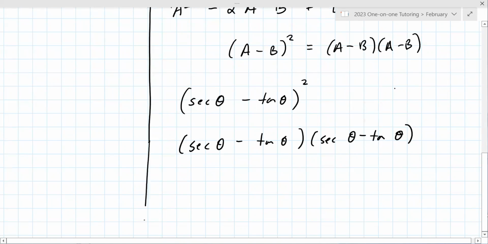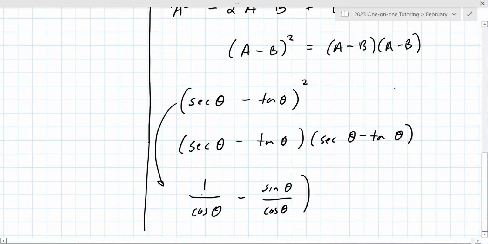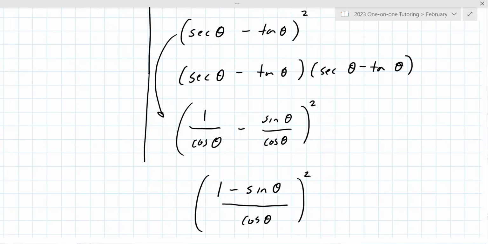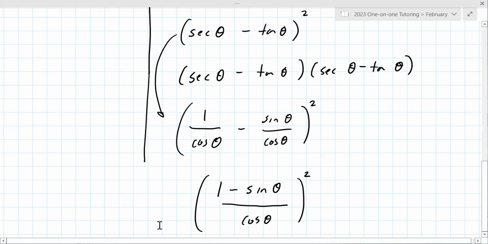Let's do that here. So we'll actually work from this line here. So that's 1 over cosine theta minus sine theta over cosine theta. Okay, now what can you do with this? Now that they have the same bottoms, you can combine them, right? So make 1 minus sine theta, and that becomes cosine theta on the bottom, squared. Okay. Now is anything standing out to you? Because you should see something on the left side.